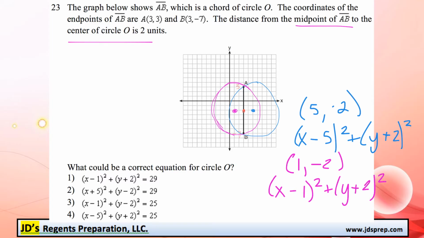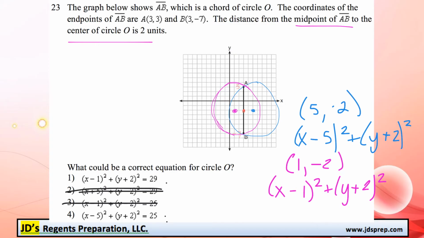So looking at our 4 multiple choice options, we can see that the blue equation is equation number 4. Equation number 3 is not possible, and the second one's not possible either. So now at this point, to figure out which one of these is correct, the difference between those 2 is the radius of the circle. So let's figure that out.